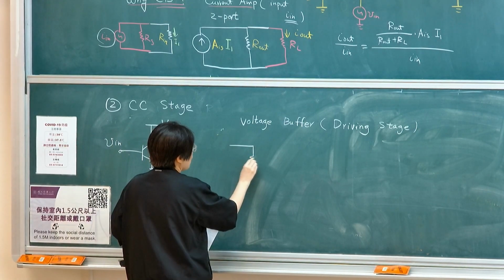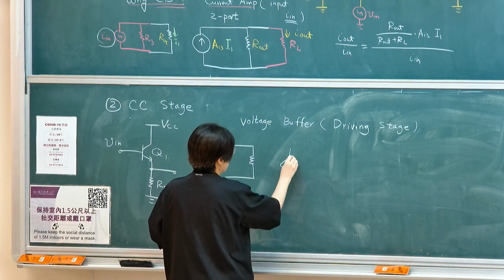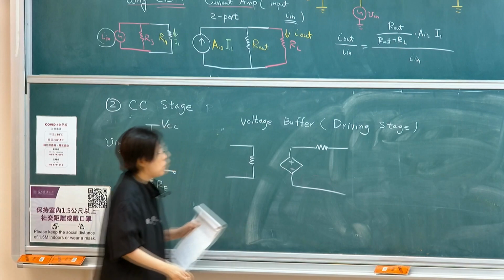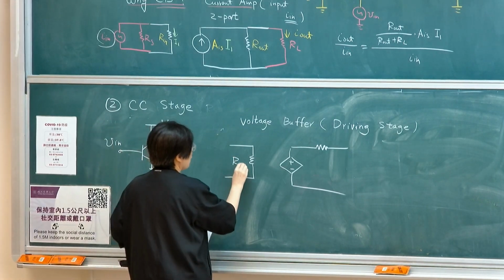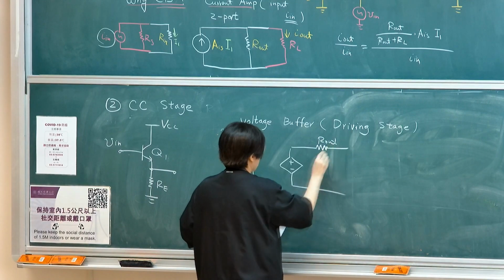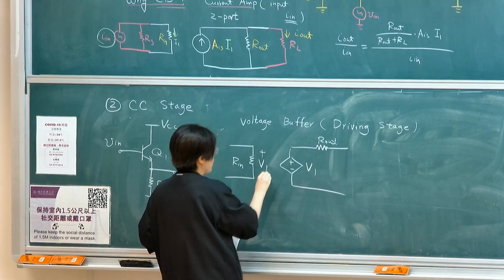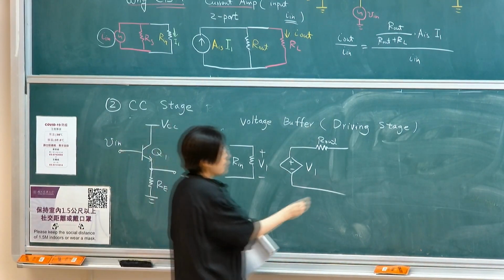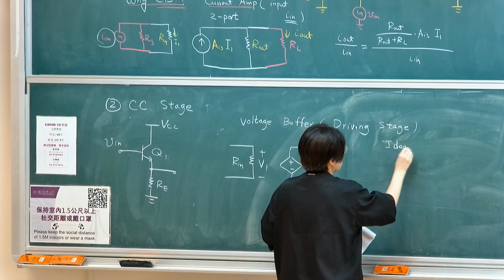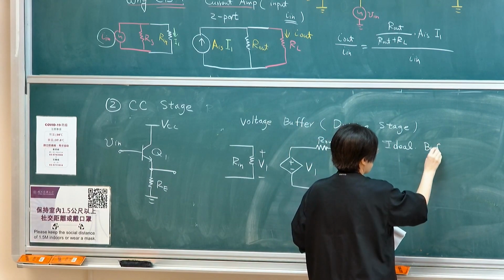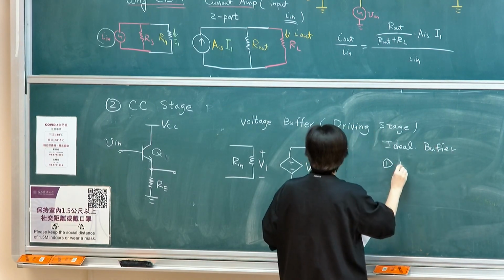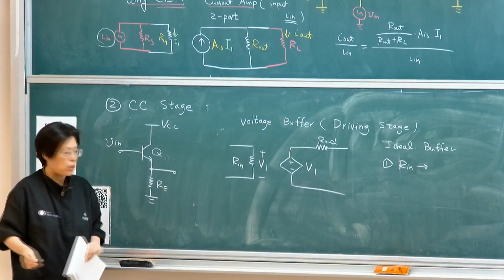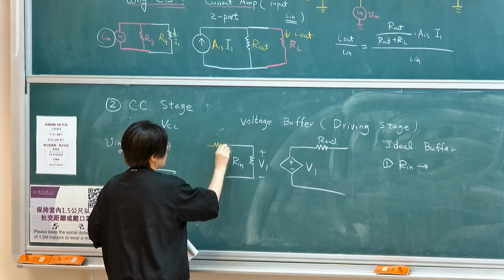If you think about it, it's basically a voltage amplifier with a current gain of 1. So an ideal voltage buffer will look something like this. R in, R out, V1. So whatever you take in, you simply deliver out. So for an ideal voltage buffer, you basically want the input resistance to be what? If I'm taking in voltage, what do I want?